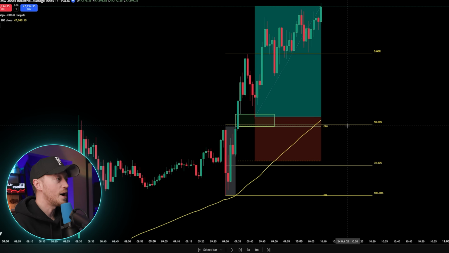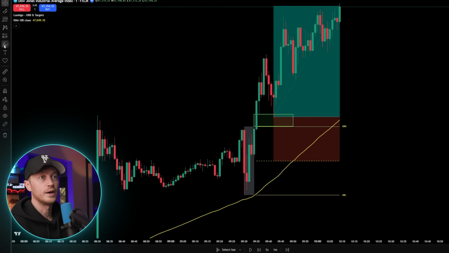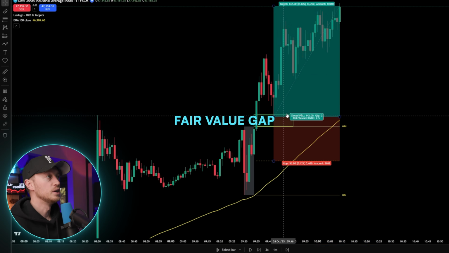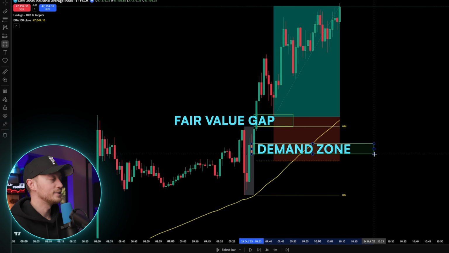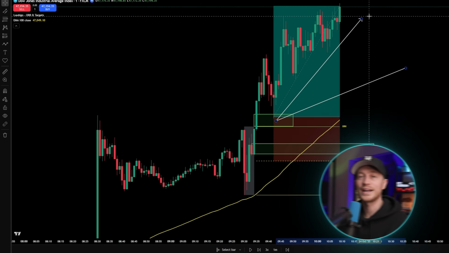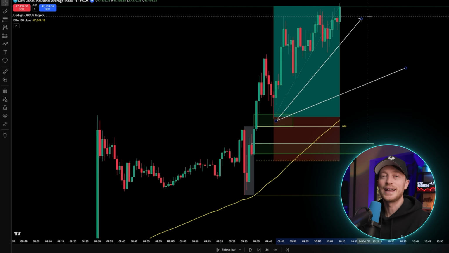Now, this is why I used the fair value gap. You'll frequently see me enter trades at fair value gaps, enter trades at demand zones like this, because those are the levels where you're getting the biggest reaction, where you can actually get a sniper entry.